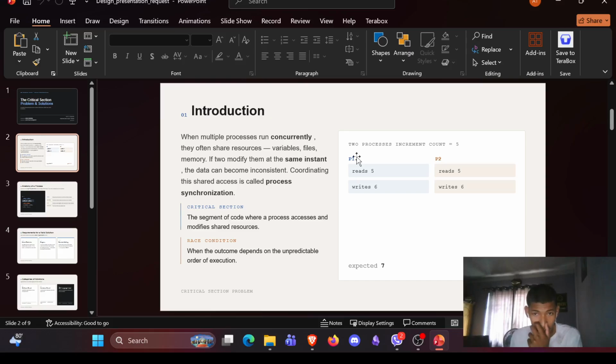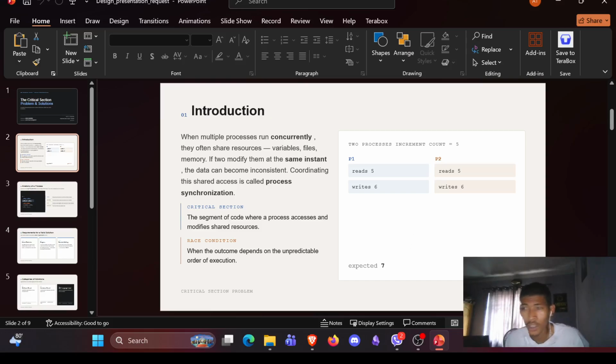For example, two processes, P1 and P2, increment count 5. The example on the slide shows this clearly. P1 and P2 both read the counter at 5, both write 6, but we expected 7. One increment is lost. This is a race condition, and this is a problem.